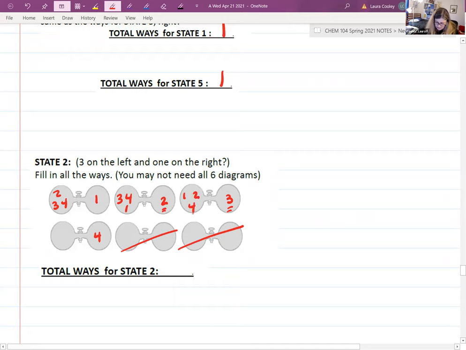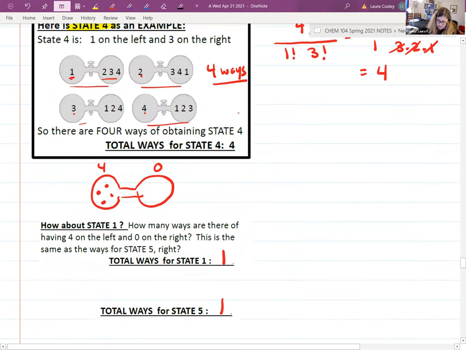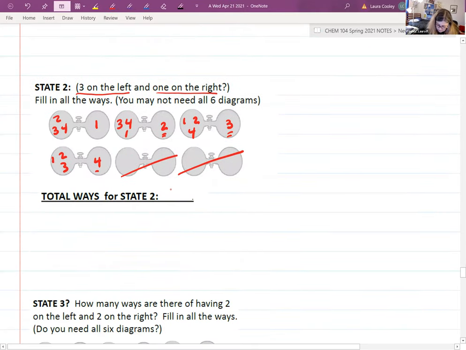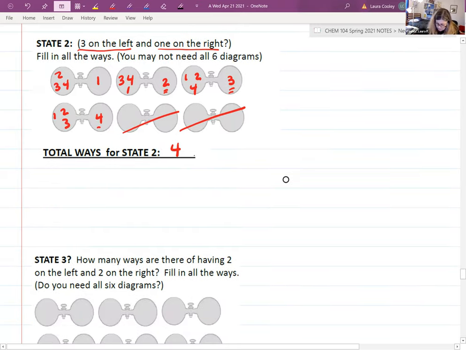One, two, and four, right? If there's four here, then we have one, two, and three. So this is state two with three on the left and one on the right. It's really the same, except in reverse, as state four. All right, so there are again four ways of doing this. So now we go up to the next step up in difficulty.